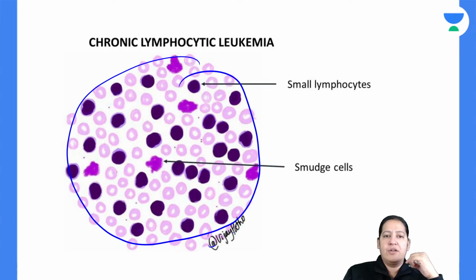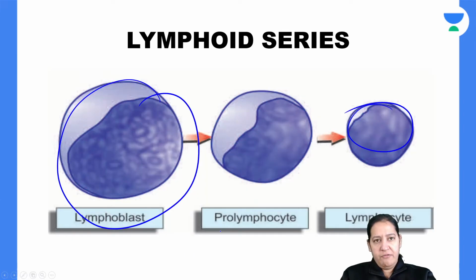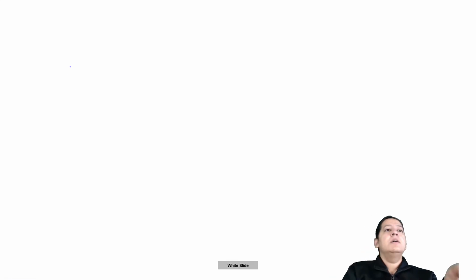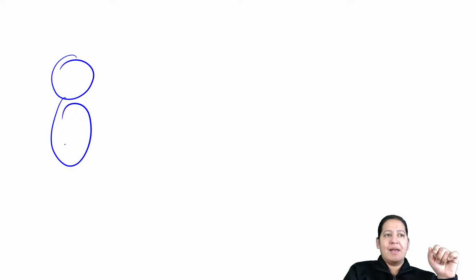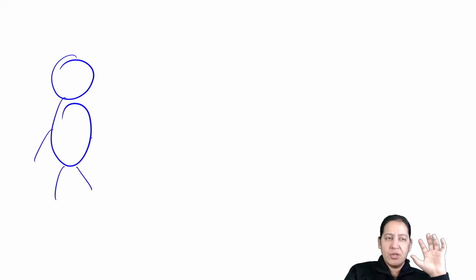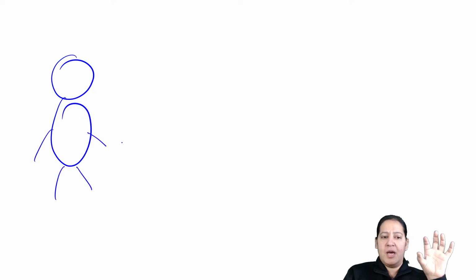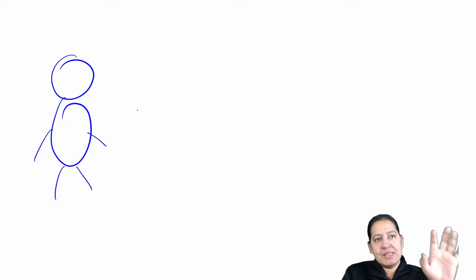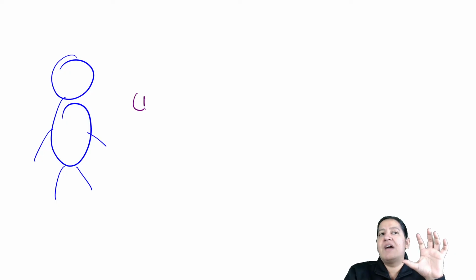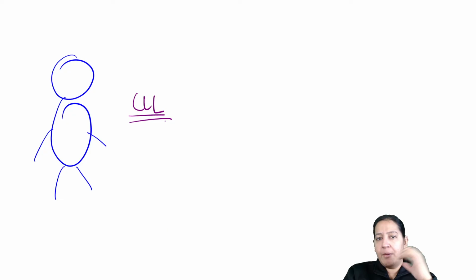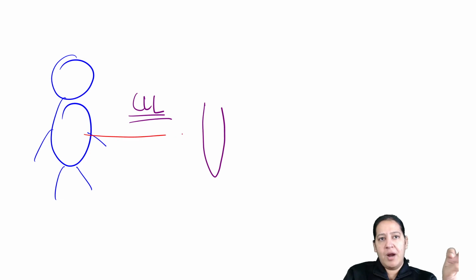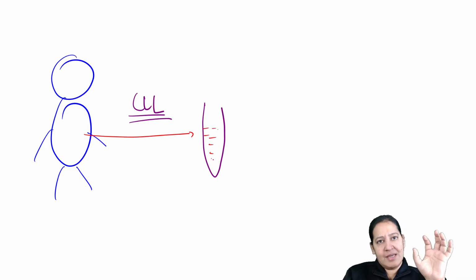Now, I would like to tell you something here before showing this diagram. Just suppose this is a patient in my clinic, and based on the history, age, and symptoms, my probable diagnosis is that I suspect this patient has CLL. So how will I confirm? Being a doctor, I will ask the patient to give a blood sample in a test tube.